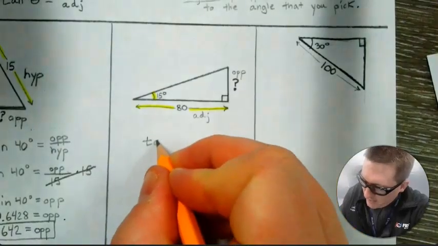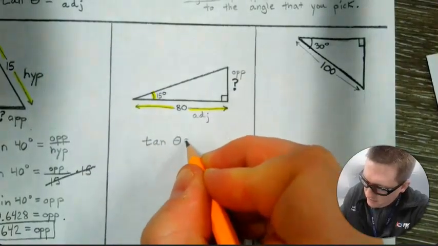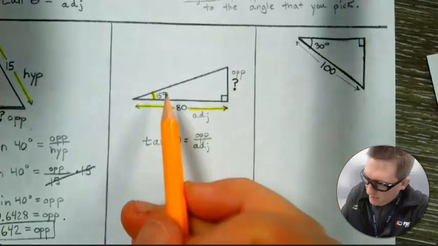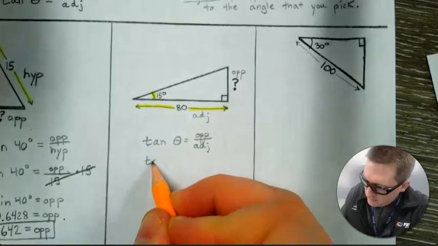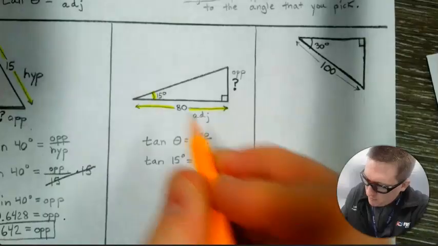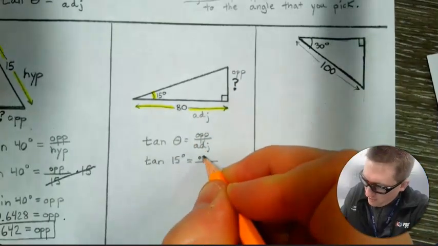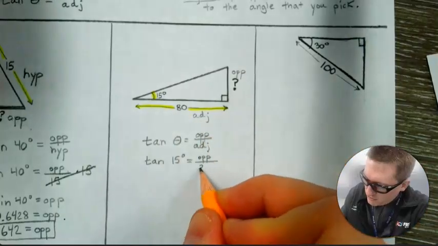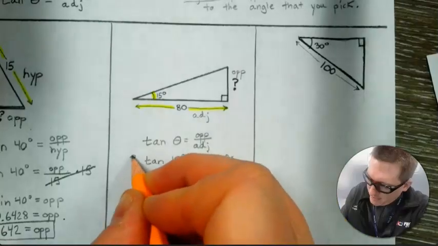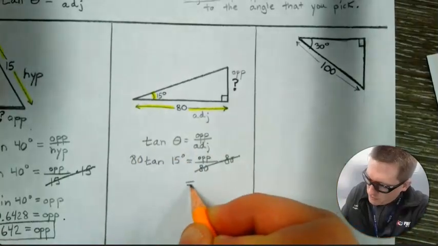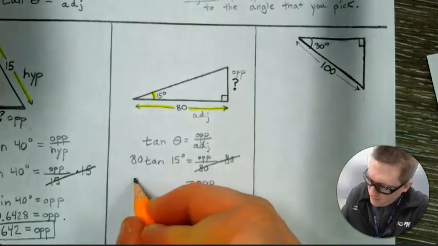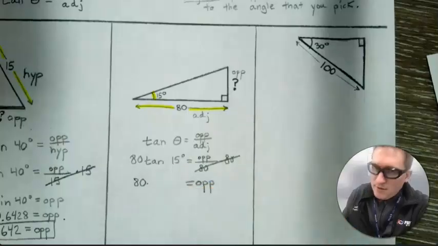So the formula for tangent of theta is opposite over adjacent. My angle is theta, so tangent of 15 degrees is equal to my opposite, which I don't know, so I'm just going to write op, and my adjacent, which is 80. Solving both sides by multiplying by 80, that will solve for op, the opposite side. And I'm going to do 80 times the tangent of 15.